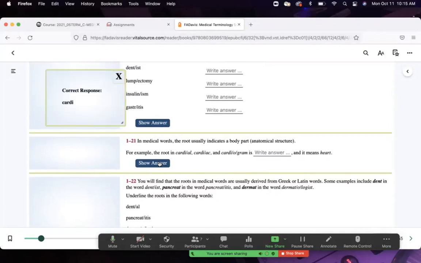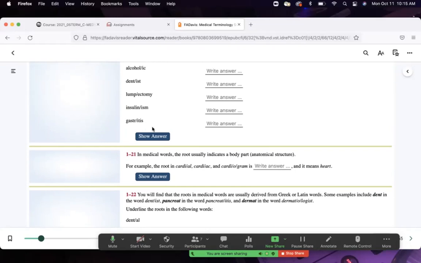So you could see there, cardi. Cardi is the root, means heart. And so I could have a cardiac question, cardiogram question. So in this medical term, what's the root? Cardi. In this medical term, what's the root? Cardi. In this medical term, you get the hint.